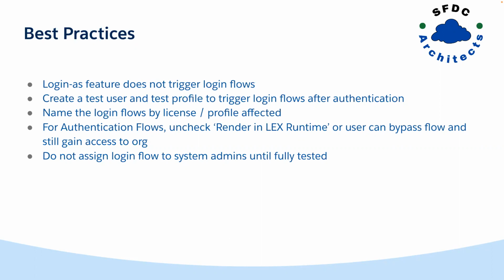You want to name your login flows by license and profile affected. You'll see what I mean a little bit when I show you the page, because if you don't, it gets very confusing what login flow goes with what license. Again, when you're doing authentication flows, don't check render in Lightning runtime, because otherwise it can bypass security measures. And obviously, I thought this one was in the documentation, don't assign a login flow to a system admin until it's fully tested, or you might completely lock yourself out of your org.